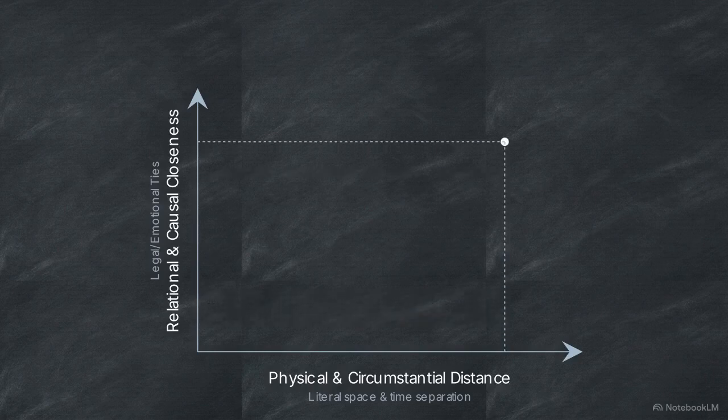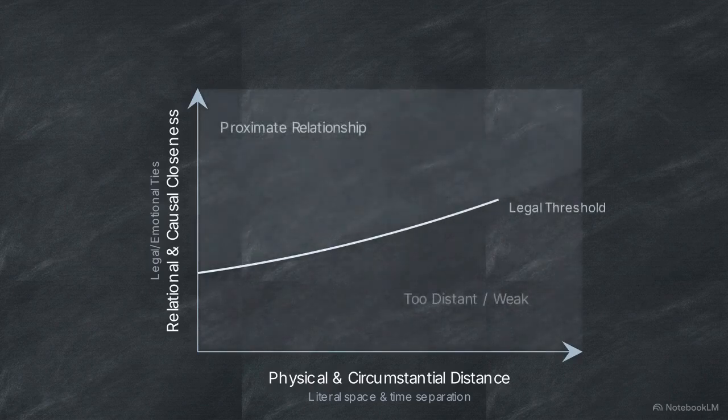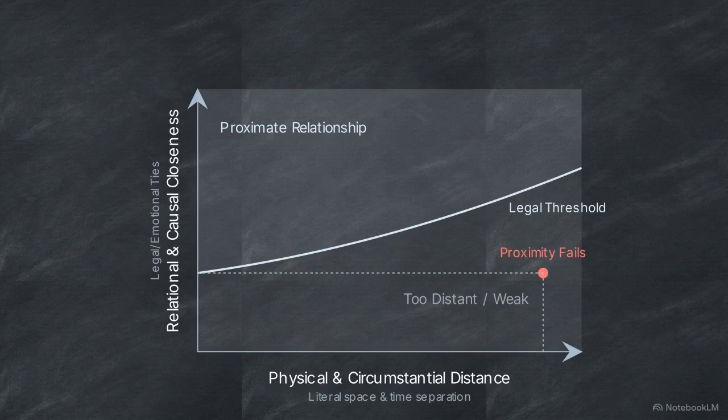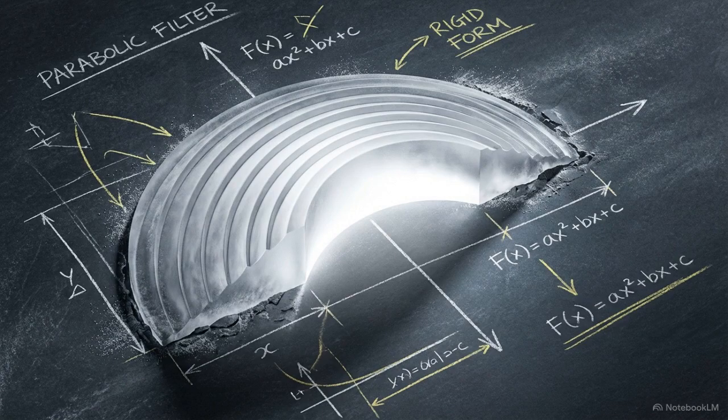A relationship can score high on this axis, even if the physical distance is vast. The plaintiff's case is mapped onto these axes to see if their combined score crosses the requisite threshold to form a proximate relationship. If the multidimensional nearness standard is not met, the proximate relationship fails. Nearness or closeness acts as an aggregate legal filter, determining with mathematical rigidity whether a relationship warrants judicial intervention.